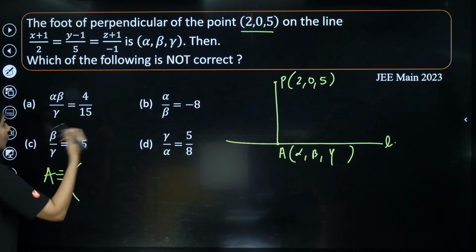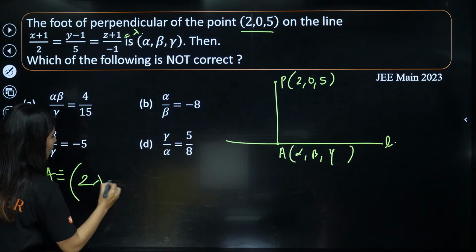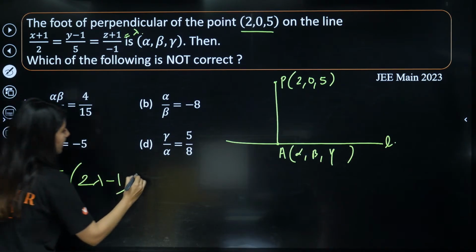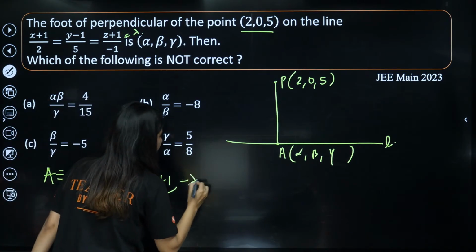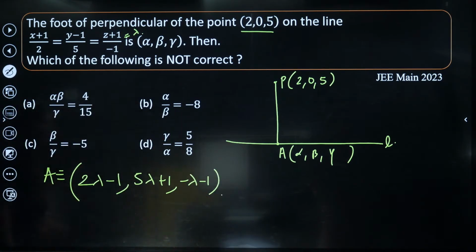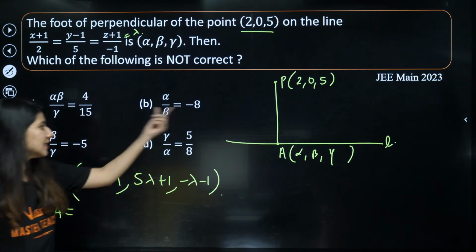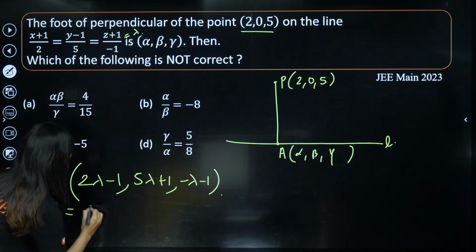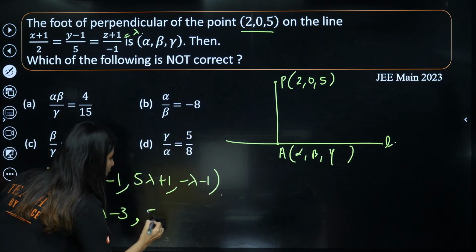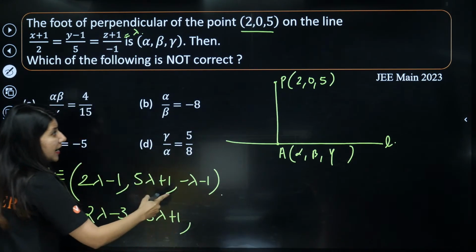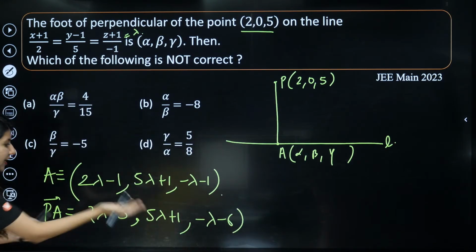So let the coordinates of A be, taking it as lambda, (2 lambda minus 1, 5 lambda plus 1, minus lambda minus 1). This is what you've got for A. Now form the PA vector. PA vector is what? A minus P. So 2 lambda minus 3, comma 5 lambda plus 1 minus 0, so that will remain 5 lambda plus 1, comma minus lambda minus 1 minus 5, so minus lambda minus 6. This is what your PA vector is.